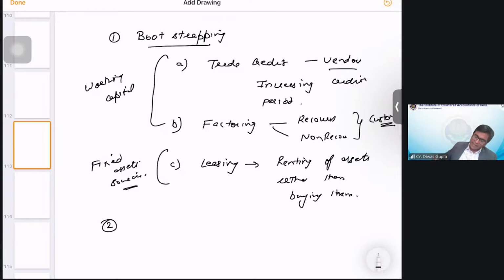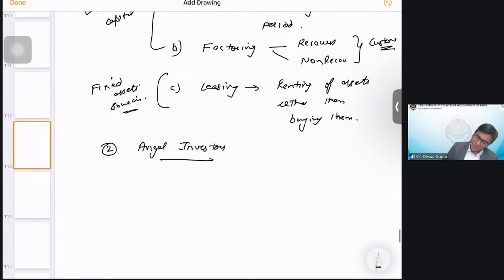Then second is about the angel investors. Who are angel investors, students? Angel investors are just like angels. They are high net worth individuals who would want to invest without any expectation of a return into a business. Their behavior is just like an angel, where they would want to help the budding entrepreneurs in terms of the businesses that they are doing.